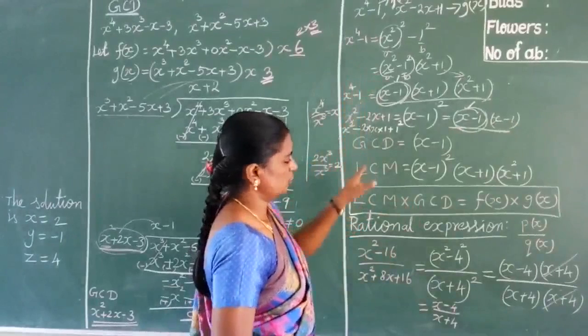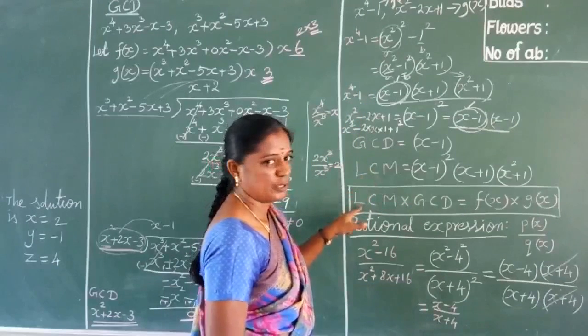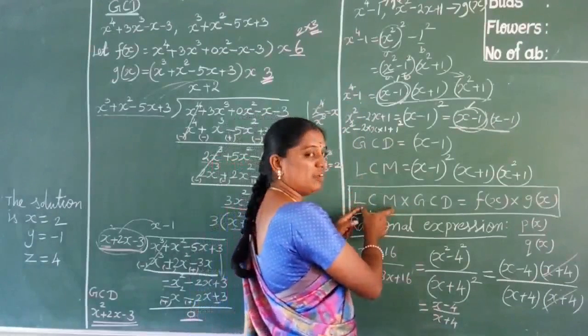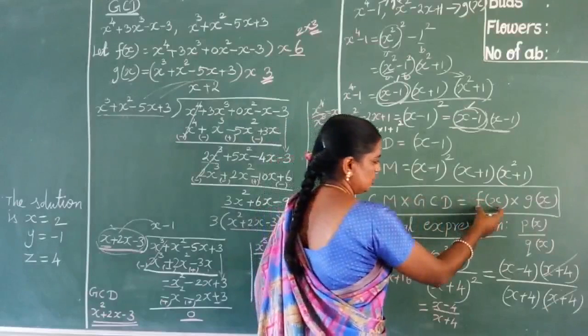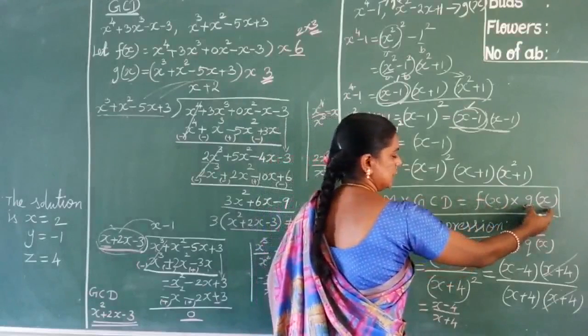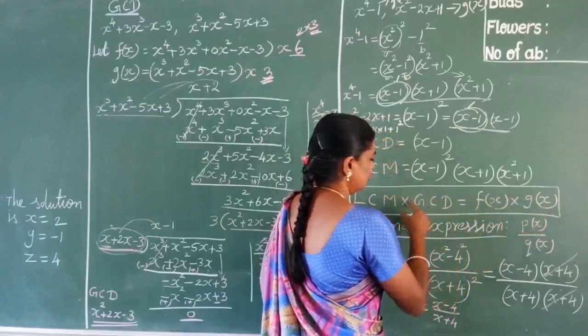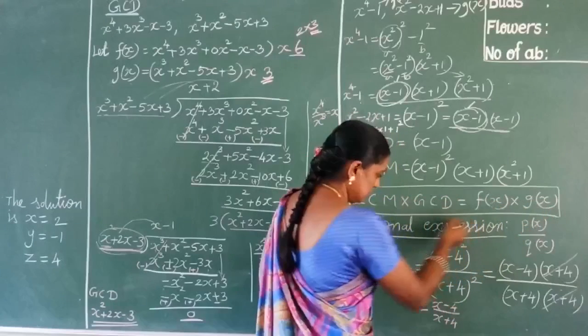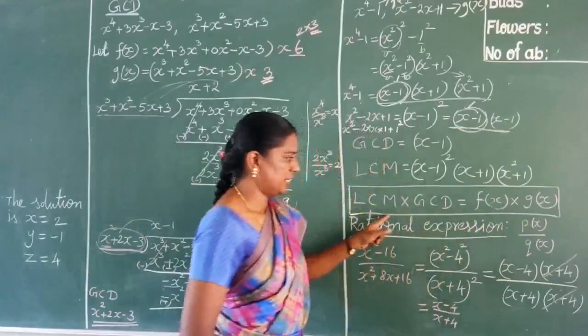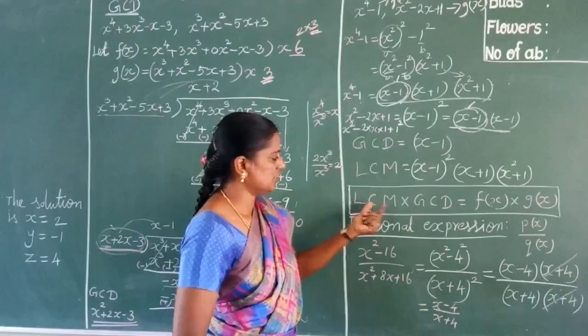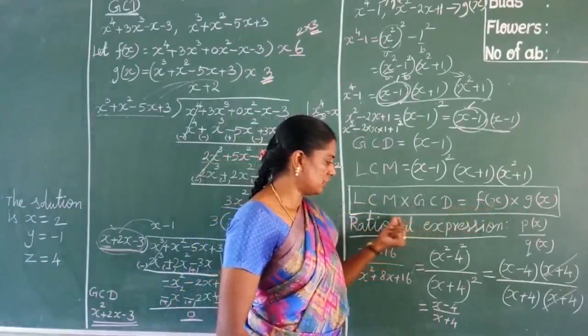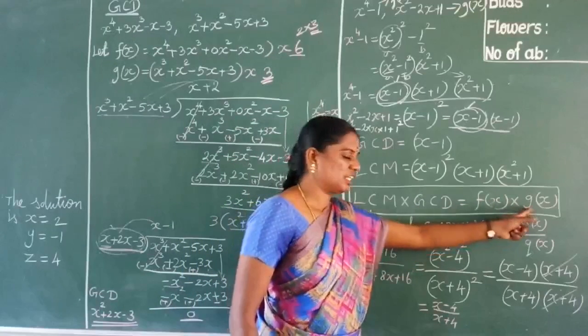So this is a 2 mark question. This method is a 5 mark question. So here LCM is given, GCD is given, and f of x is also given. We have to find g of x. So how do we write? LCM into GCD, this multiplication comes on this side, with denominator f of x. So you substitute the LCM term, the GCD term and the f of x term, and easily get the g of x answer.